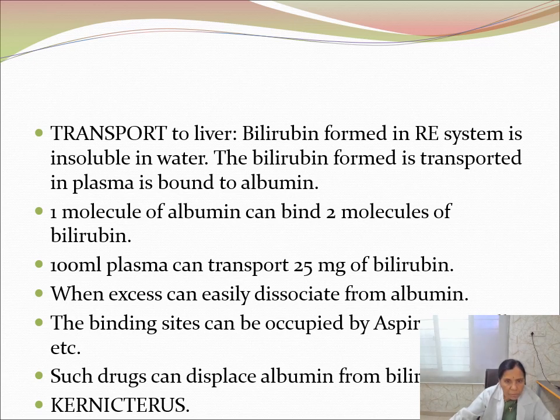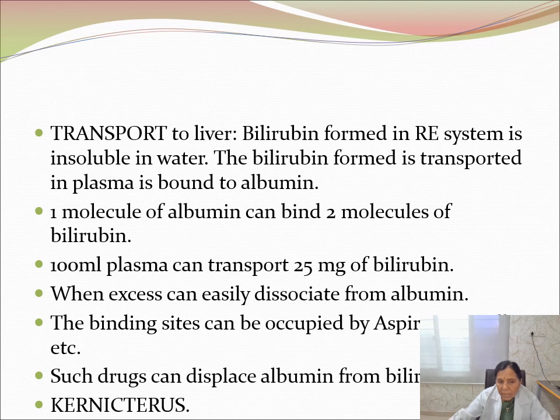Next, transport to the liver, how is it happening? The bilirubin formed in the reticuloendothelial system is insoluble in water, and the formed bilirubin is transported in plasma and binds with albumin. That's one of the important plasma proteins. One molecule of albumin can bind 2 molecules of bilirubin. 100 ml of plasma can transport 25 milligrams of bilirubin.